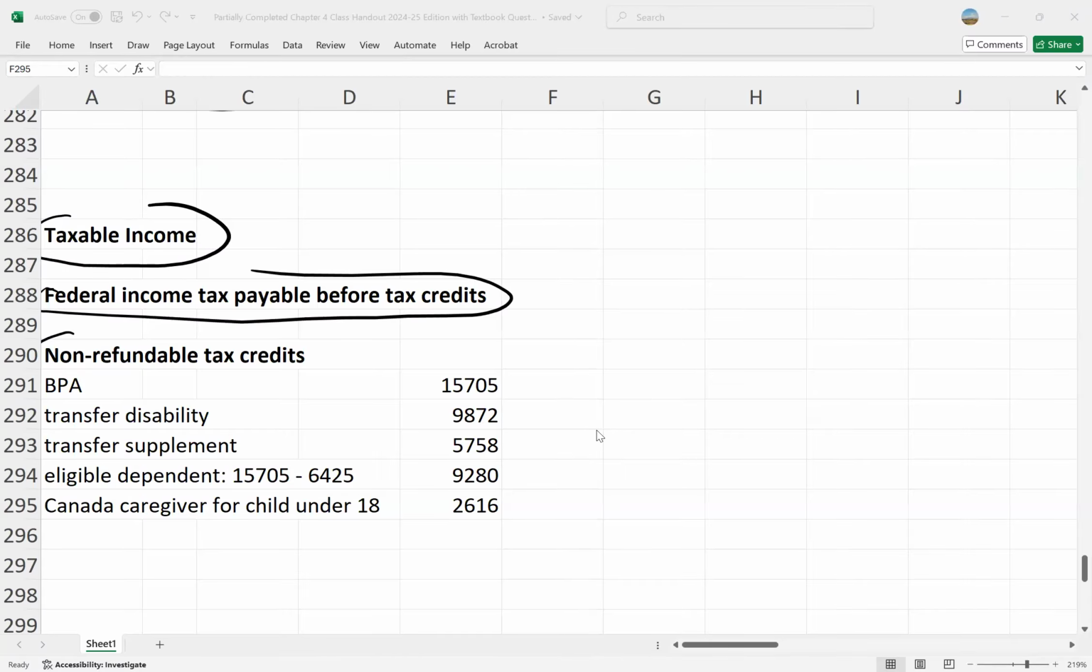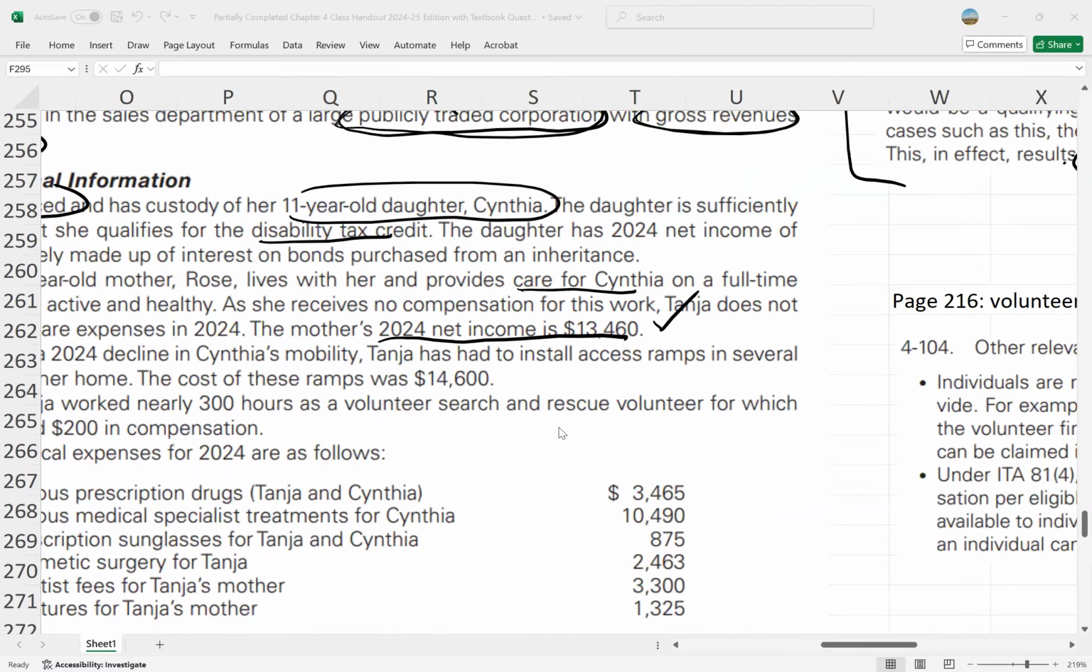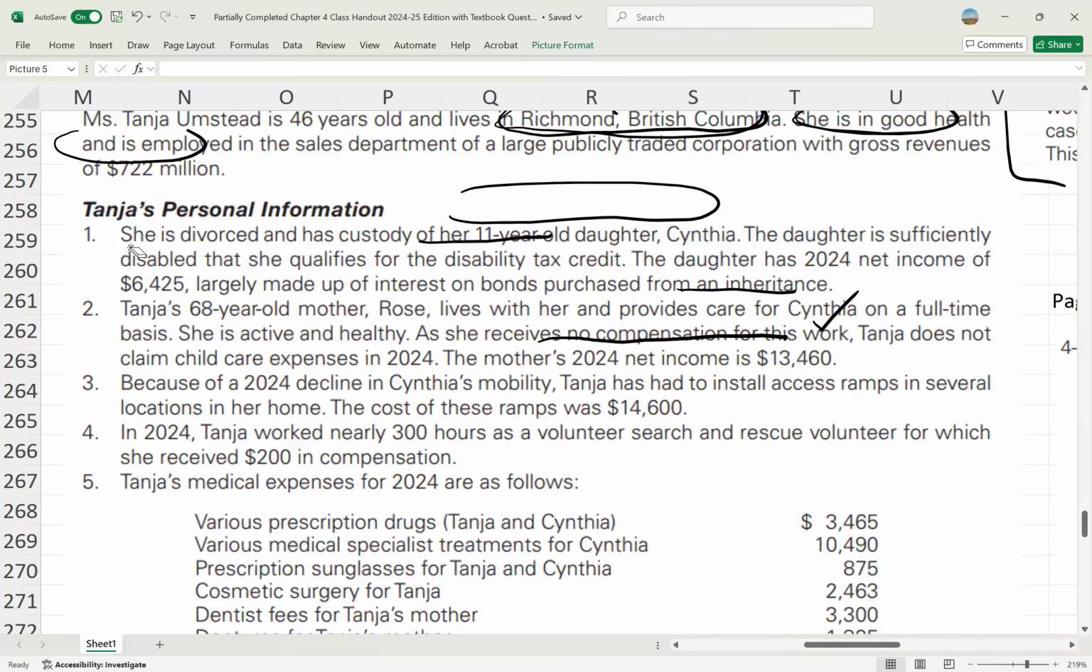So then let's go back to the question and let's have a read. So because Rose is healthy, we can't claim that Canada Caregiver for infirm dependents that were over 17. Remember, for infirm dependents that are adults that you're caring for, they have to have an infirmity. Rose is healthy, so doesn't qualify for that. Then we move on to the third item here. So let's go to item number 3.